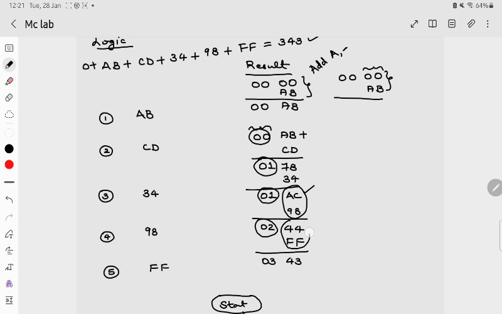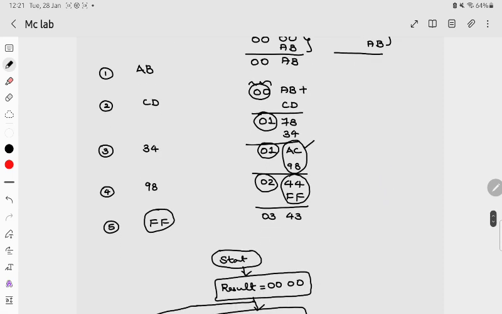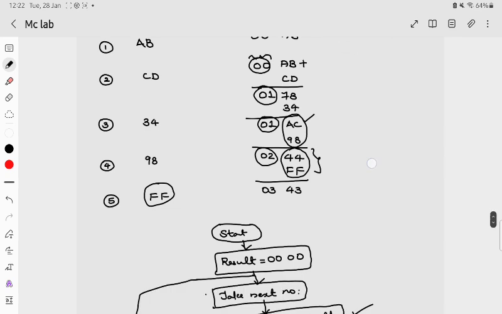Then we add 44 plus FF. FF is our last number. In the calculator, it is 143. Again, in our case, when we do this 8-bit addition, or 1 byte addition, we will get 43 in A and 1 in the carry flag. That carry flag, since it is 1, we need to add 1 to the higher byte. That is what the logic is.